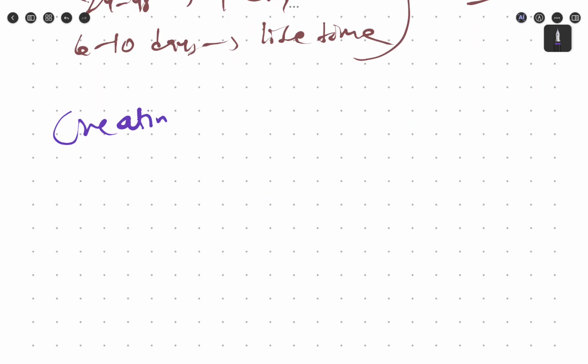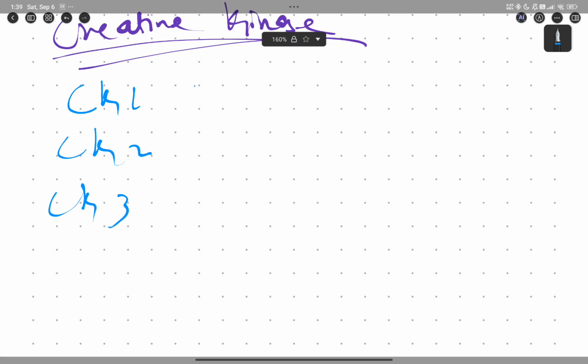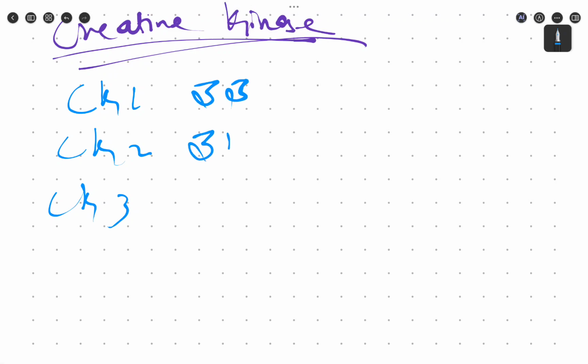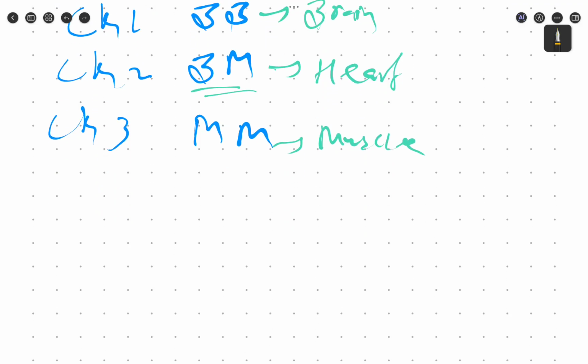Then after, there is creatine kinase. All right. So for creatine kinase we have three forms: CK1, CK2, and CK3. So start from B. So BB, then after BM and MM. So BB is found in brain, and BM is found in heart, and MM is found in muscle. So we need to see this BM, I'm so sorry, MB. This needs to be written as MB. So let's focus on MB.